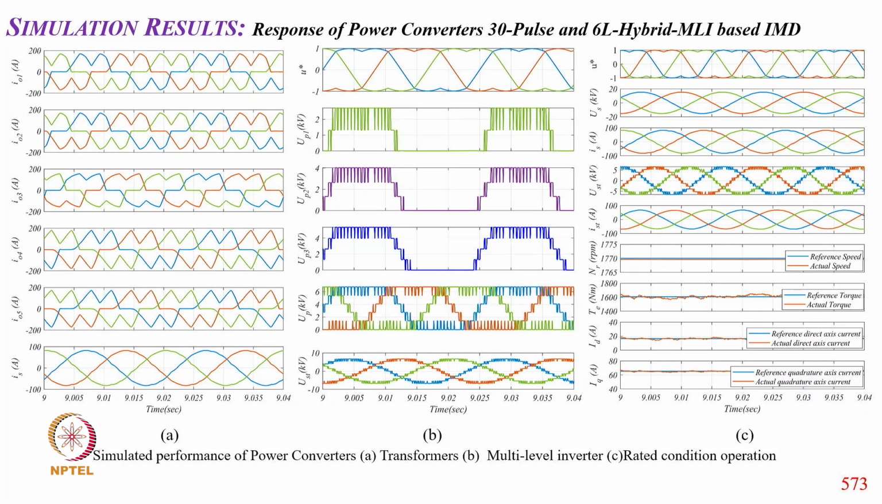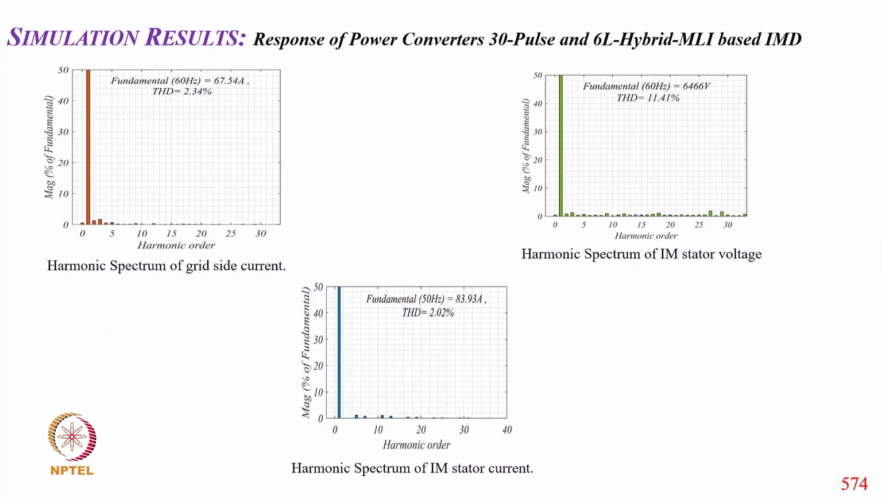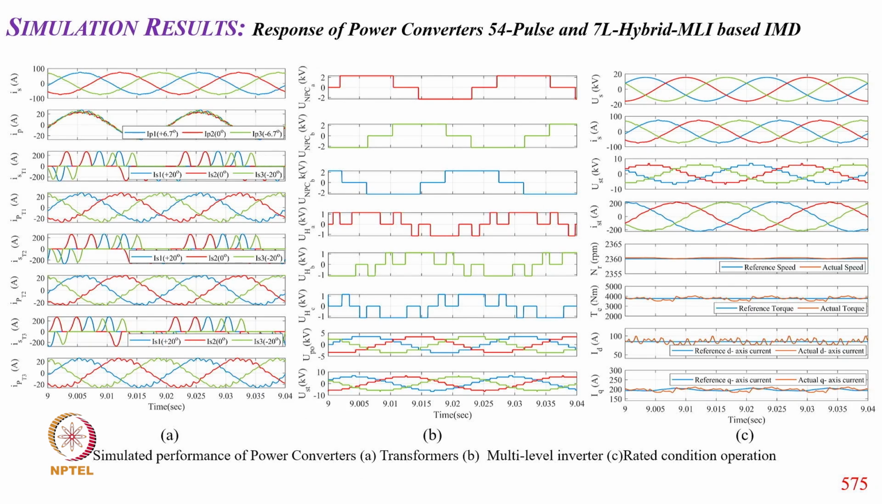This is the case of your 30 pulse 6 level converter. So you can see supply voltage, supply current, and the motor voltage, motor current, and then the THD of supply current 2.3%, motor current THD 2%, and the THD of stator voltage of 11.43%.